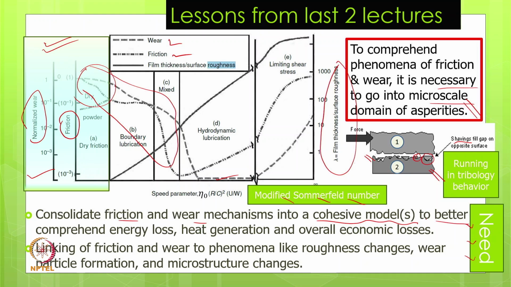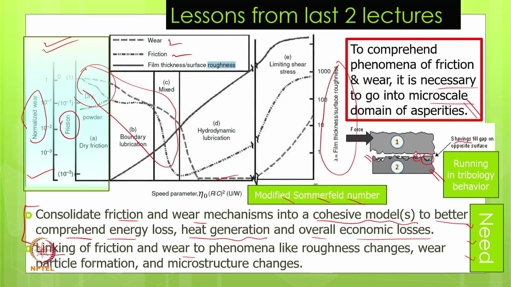However, we really require good models to understand, to predict, to comprehend the energy losses, to really investigate the heat generation and overall economic losses. So this is what we need. We really require this kind of model to go ahead with the comprehension of energy loss, heat generation and economic losses.